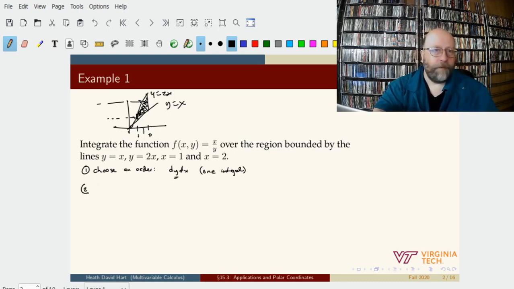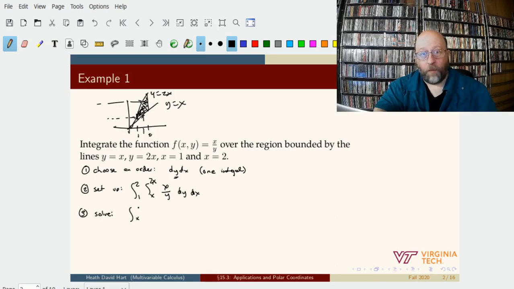Okay, so now we're going to set this up. My function is x over y. My outer boundaries are constants, just the largest and smallest x values we have. Those are 1 and 2. And my y-coordinates are the functions that we enter and leave along. Our arrow enters along y equals x and leaves along y equals 2x. And now we're going to solve.